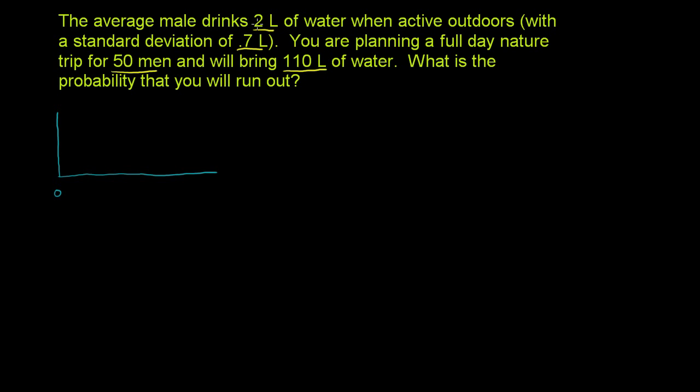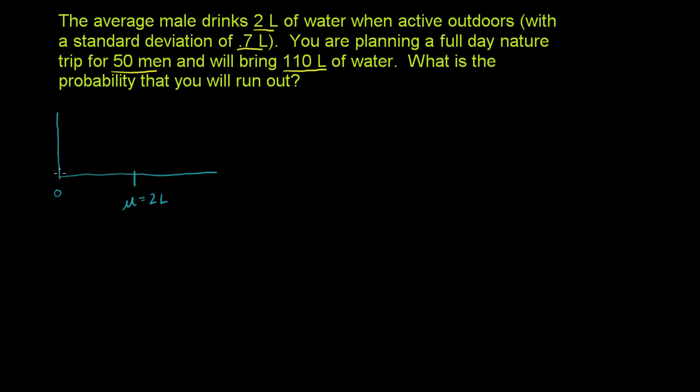The mean of the amount of water a man needs when active outdoors is 2 liters. So 2 liters would be right over here. The mean is equal to 2 liters. It has a standard deviation of 0.7 liters. So the standard deviation, maybe I'll draw it this way. This distribution, once again, we don't know whether it's a normal distribution or not. It could just be some type of crazy distribution.